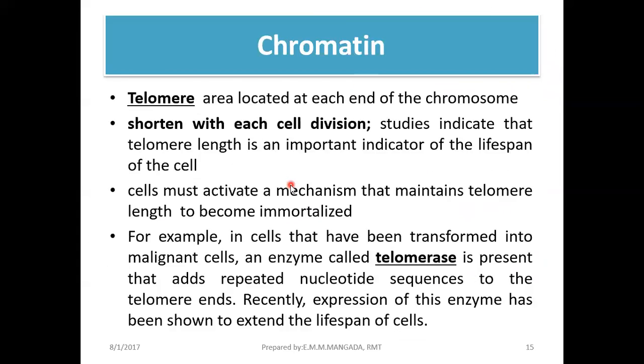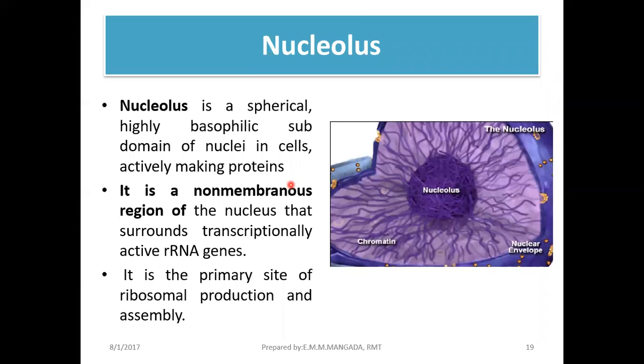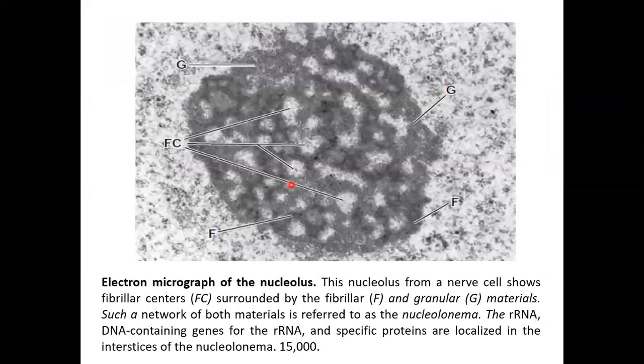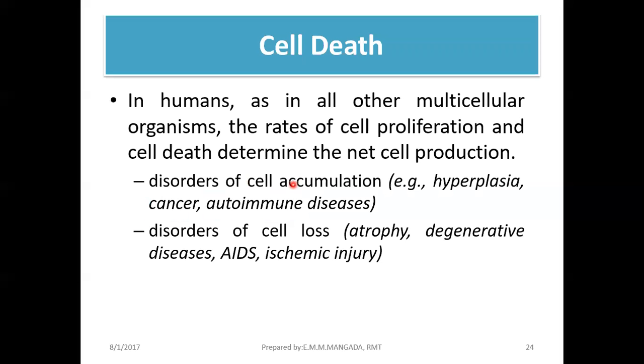So what else? The nucleolus. The three areas found in your nucleolus: we have the fibrillar centers, the fibrillar material or pars fibrosa, and then the granular material that contains now the precursors for the ribosomal assembly. That will happen dun sa ating cytoplasm, final ribosomal assembly. Okay? So next we have cell death.